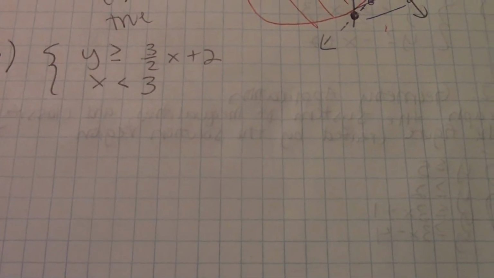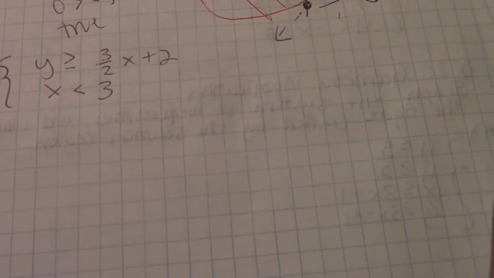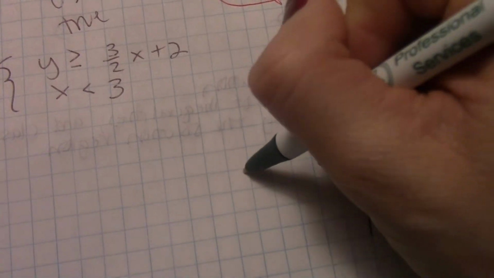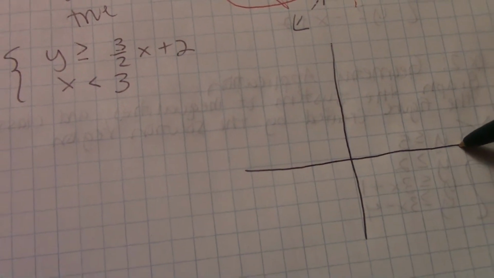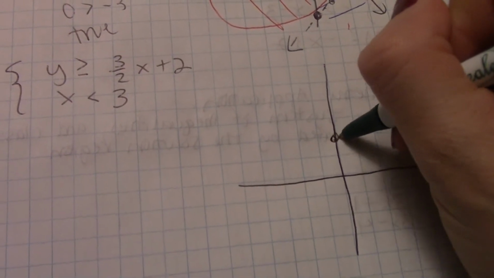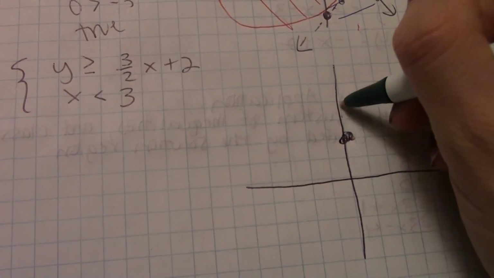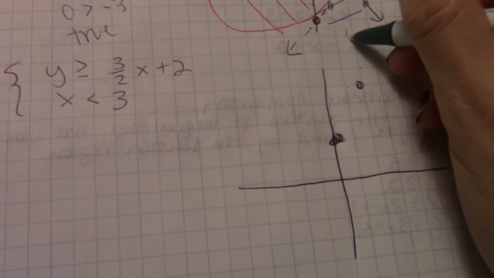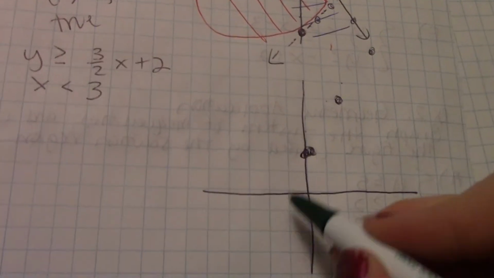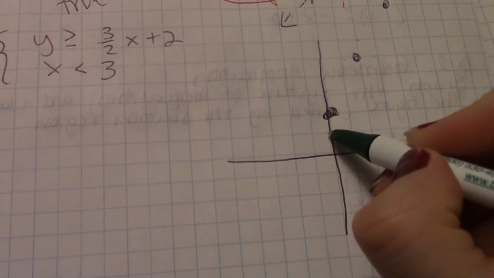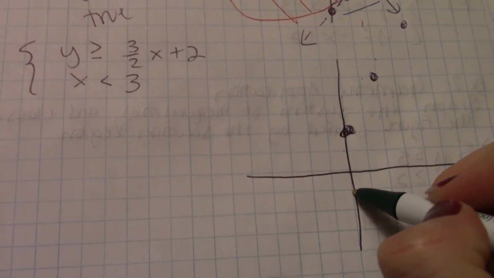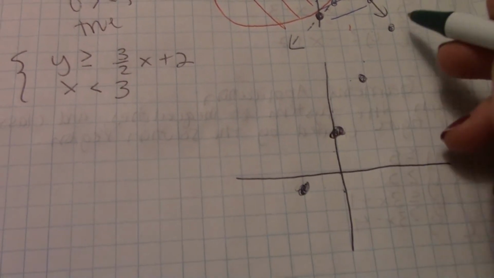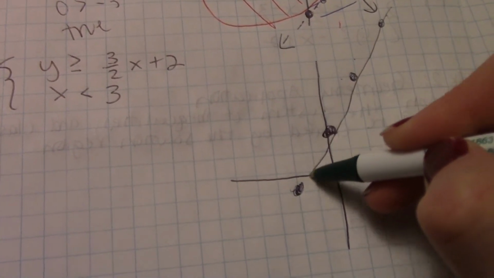Let us do B. So y is greater than or equal to 3 over 2x plus 2. So we're going to draw our coordinate grid. So plus 2. The 3 over 2 means go up 3, right 2, up 3, right 2. Or if I wanted to go the other direction, I can go down 3 because that's opposite of up. Since we went opposite of up, we're also going to do opposite of right, which is left 2. This is another solid line because it's got the equal to part.